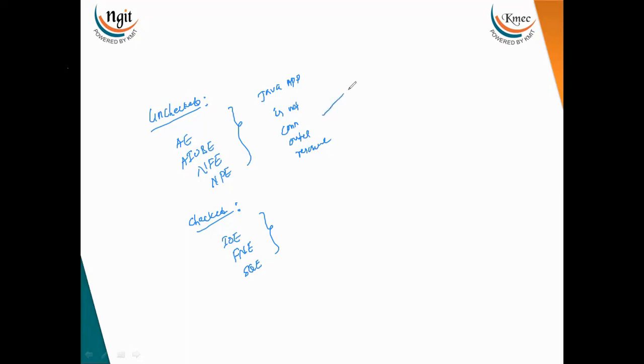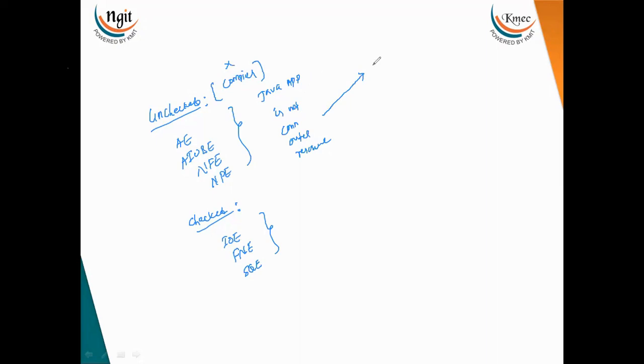That in the sense, in unchecked exceptions. Sir, why are we calling it unchecked? Because this is not going to be checked by the compiler. If you have these kinds of exceptions or errors, these are not going to be checked by the compiler. That's what we are calling unchecked exceptions.